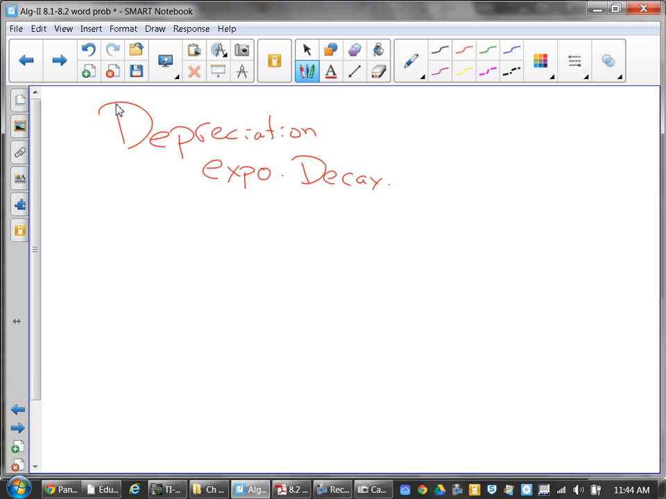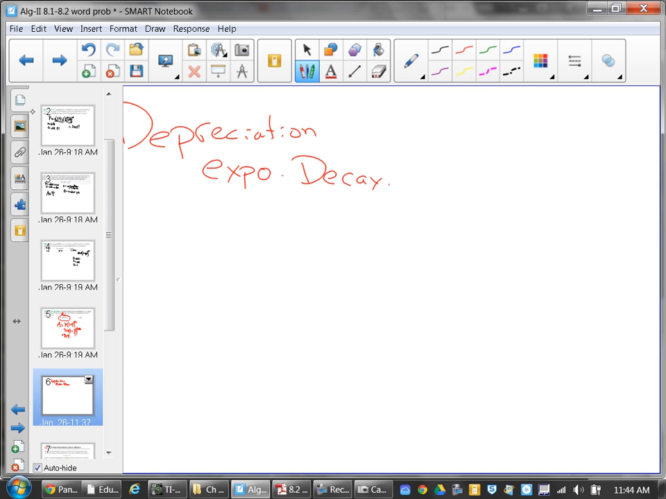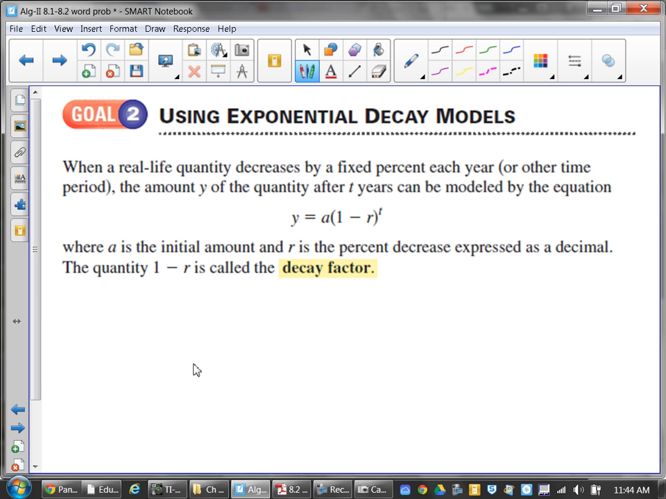But yeah, depreciation: the only difference between depreciation and growth is that your growth rate is now a subtraction symbol. Minus the rate. That's the only difference between depreciation or decay versus growth.